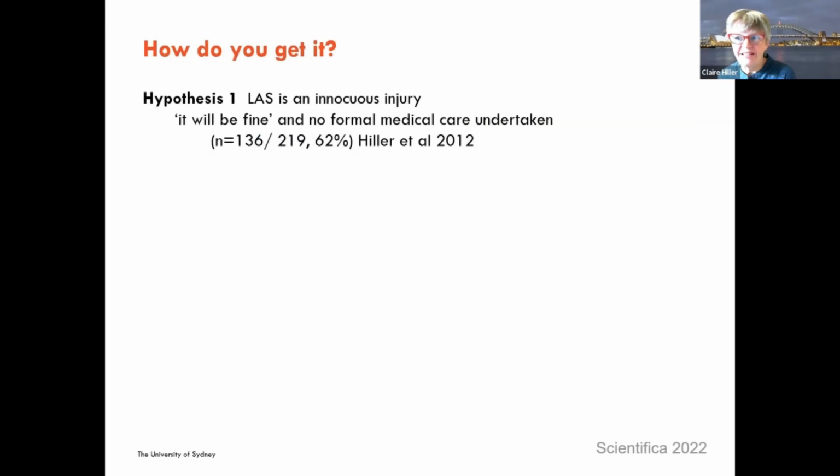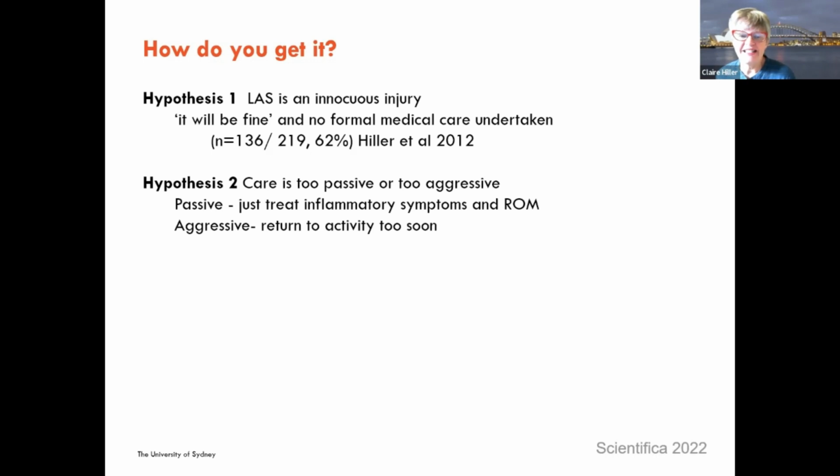How do you get chronic ankle instability? Well, there's actually four hypotheses about this. One we've already had mentioned to us today, which is that so many people consider an ankle sprain to be a trivial injury. They don't go and seek any formal care at all, and they just live with it.